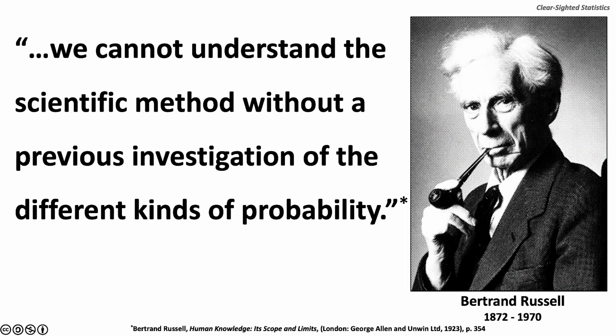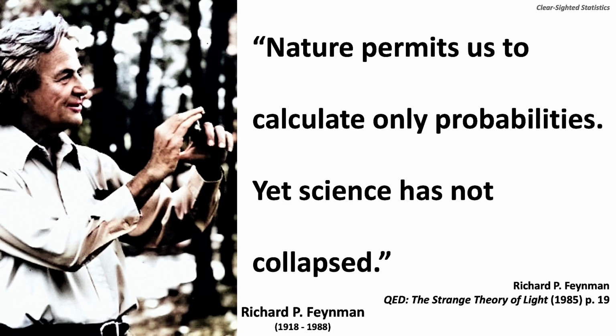Bertrand Russell, the 20th century English mathematician and philosopher, stated, "We cannot understand the scientific method without a previous investigation into the different kinds of probability." The physicist Richard P. Feynman noted, "Nature permits us to calculate only probabilities, yet science has not collapsed."